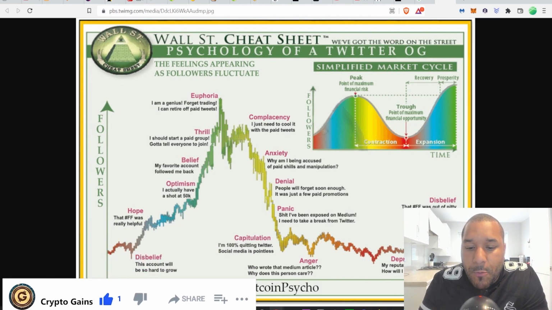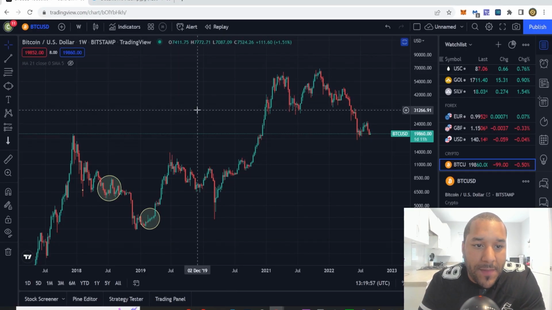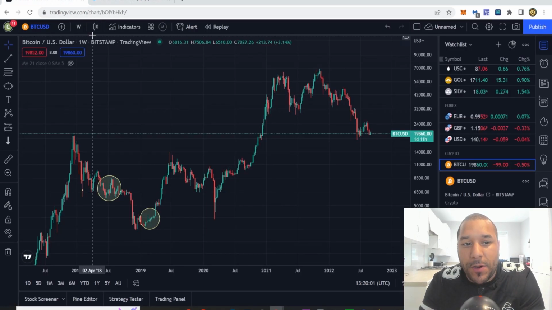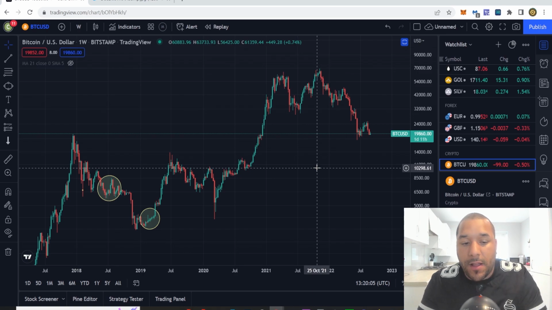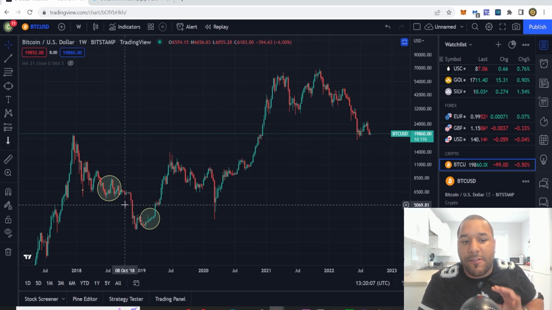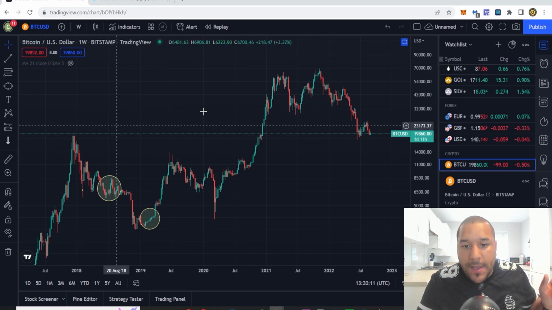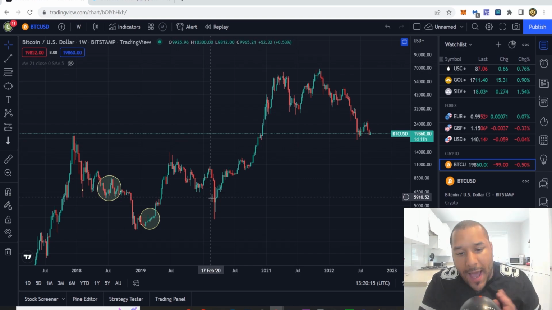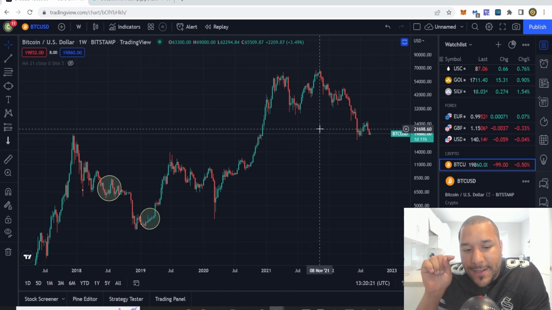Where do you think we are in relation to the Bitcoin price and this Wall Street cheat sheet? Now I've got it up on the weekly time frame, and at the minute I'm using a log scale, meaning you can see price action right back from 2018 to where we are now. If you look at this, it doesn't look like it's had an absolutely insane pump. It doesn't look like you saw crazy euphoria, but that's because we've got it on the logarithmic scale.